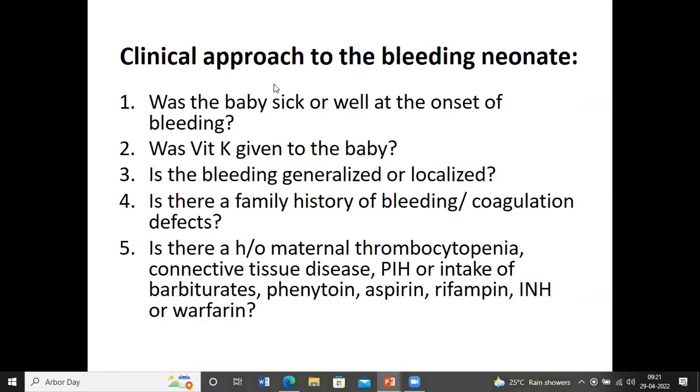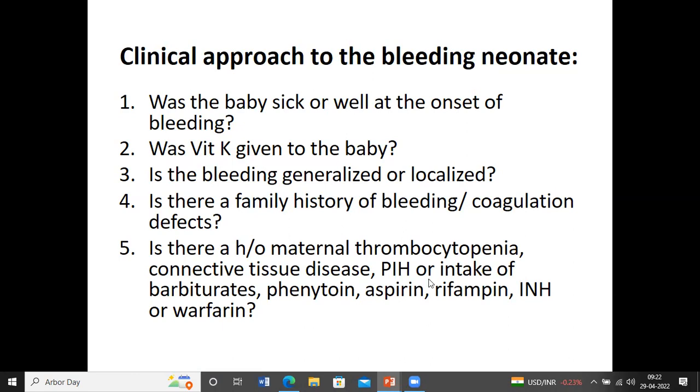So there are important questions that we need to ask whenever we see a child with bleeding. First, look if the baby is sick or not, and ask whether vitamin K was given or not. See if the bleeding is generalized or localized, and if there is any family history of bleeding, for example, hemophilia or von Willebrand factor disease. Check for maternal thrombocytopenia, for example, in a mother who has ITP, the neonate has a higher chance of thrombocytopenia of up to 50%.